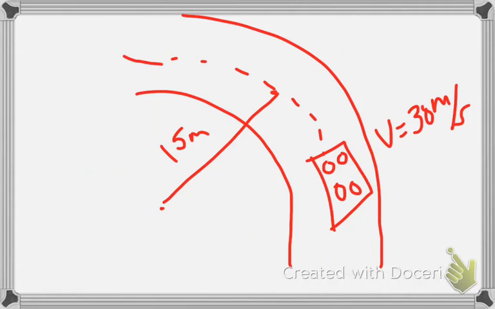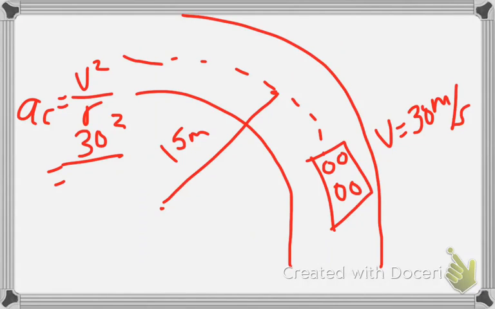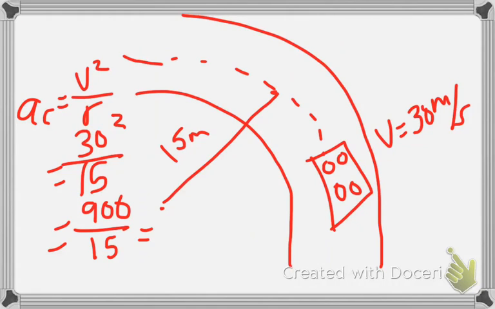So what is the centripetal acceleration? Well, the centripetal acceleration would be v squared divided by r. So that'd be 30 squared divided by 15, 900 divided by 15 gives us what? We're looking at our calculator. 900 divided by 15 gives us 60. 60 what? Well, it's meters per second squared.